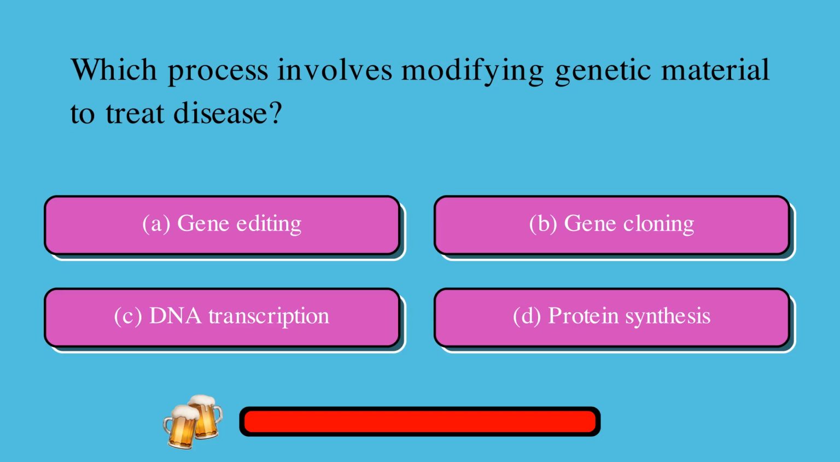Which process involves modifying genetic material to treat disease? A, gene editing, or B, gene cloning, or C, DNA transcription, or D, protein synthesis? The correct answer is A, gene editing.